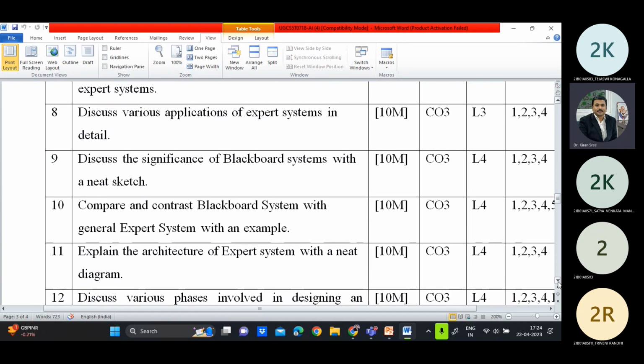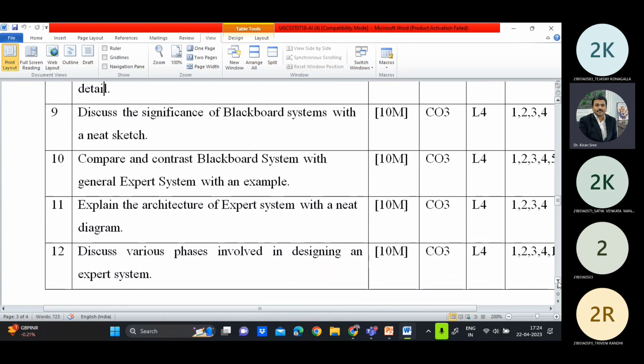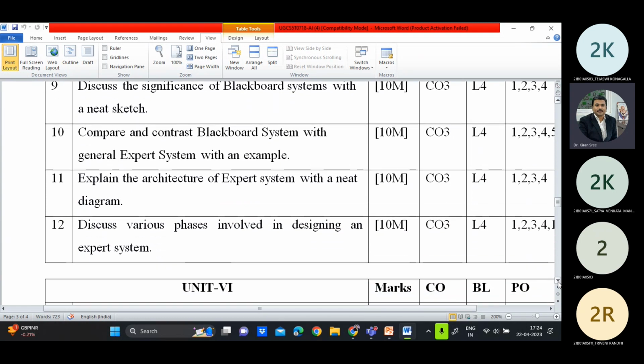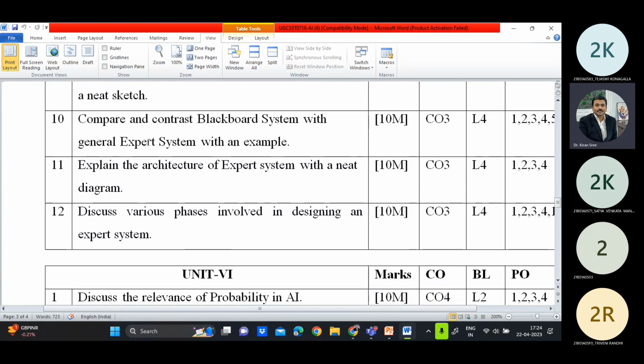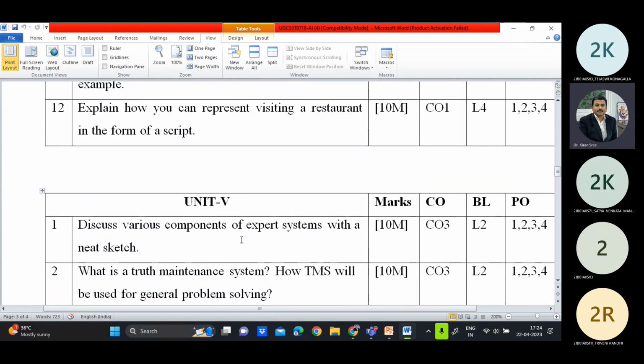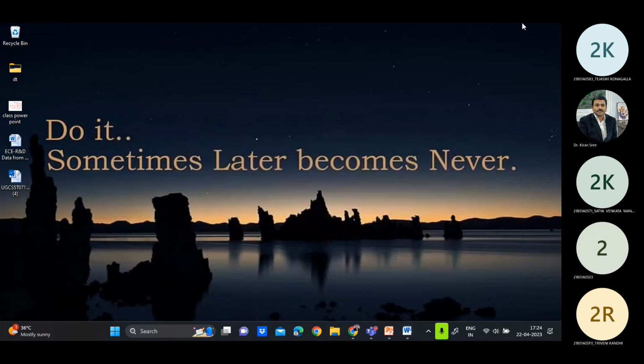Significance of blackboard systems we have discussed. Compare and contrast general expert system and blackboard expert system. Then you can write about MYCIN and a general blackboard system architecture that you can think about and discuss. Various phases involved in designing an expert system, this is what I have discussed. So obviously there is no big problem for answering these queries.